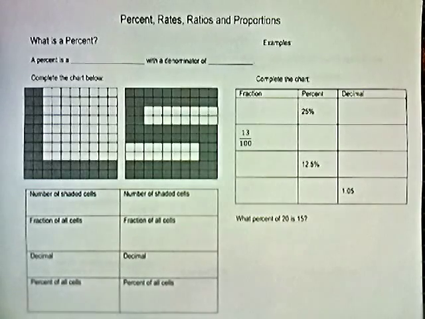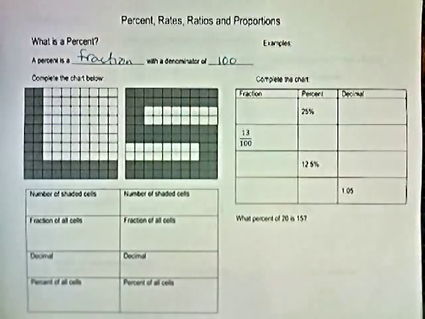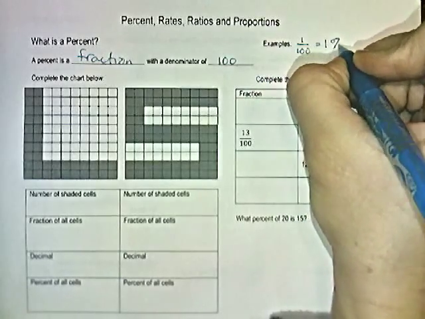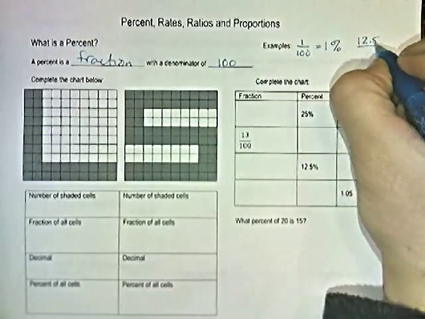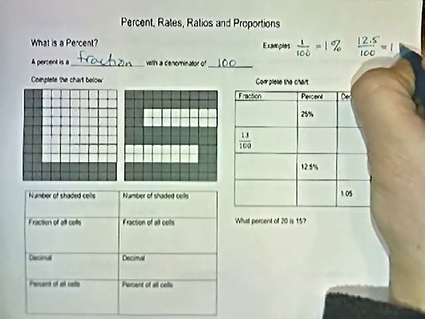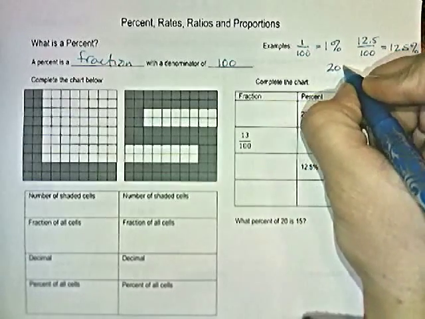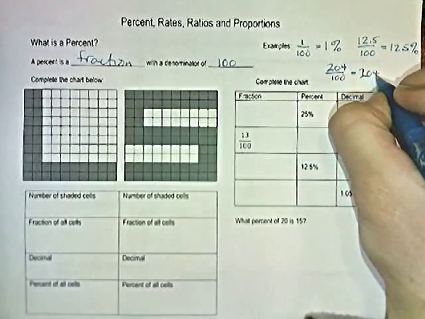What is a percent? Strictly, a percent is a fraction where we have a denominator of 100. For example, if we had 1 part out of 100, that would be 1%. If we had an uneven number of parts, maybe 12.5 parts out of 100, that would be 12.5%. And there are even cases where we can have more than 100 parts out of 100. Let's say we have 204 parts out of 100. Well, that would work out to 204%.